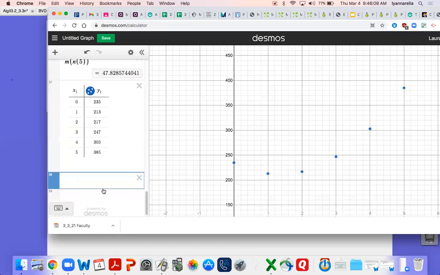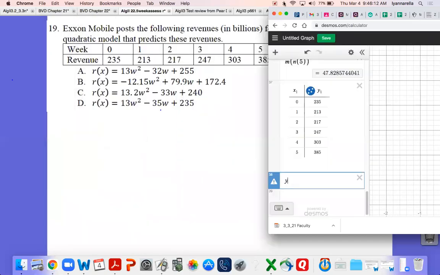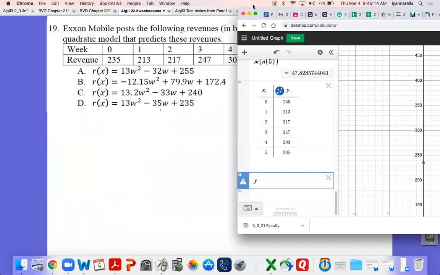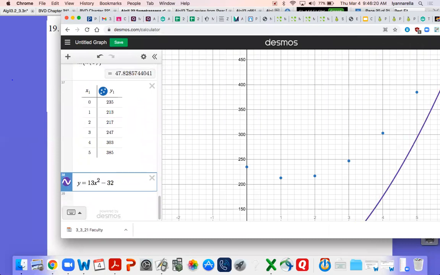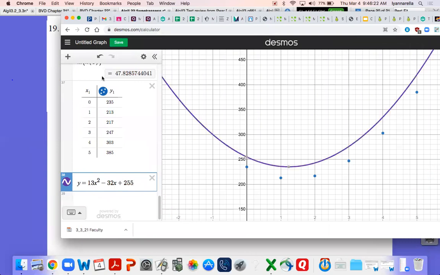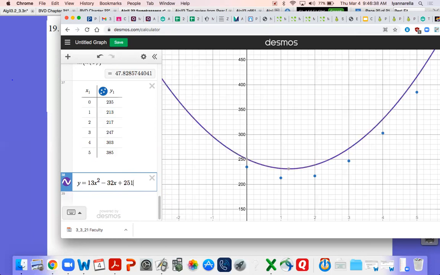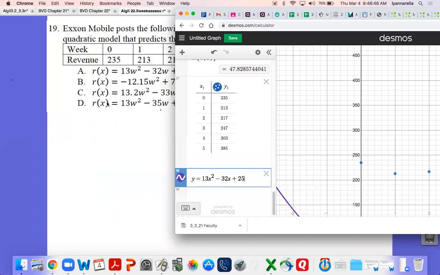So if I just said y equals, let me see what some of these are. Y equals 13x squared minus 32x plus 255. Okay, that's close. Do you think that's the right one? No, it needs to slide through these dots. And this is a little too high. So maybe if I said instead of plus 255, I said plus 251. Nope. Plus 250. Nope. But anyways, one of these four is going to slide through these dots. And the other three won't.